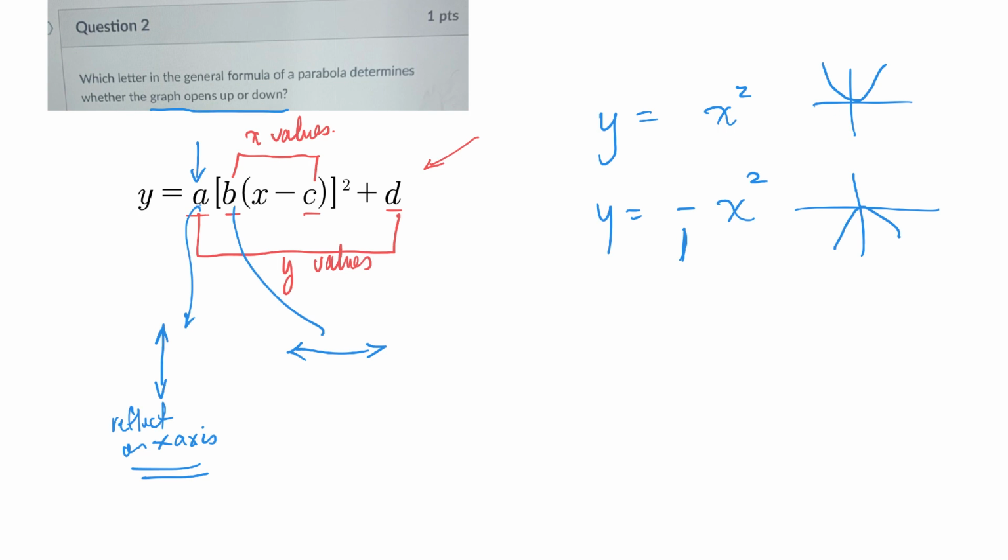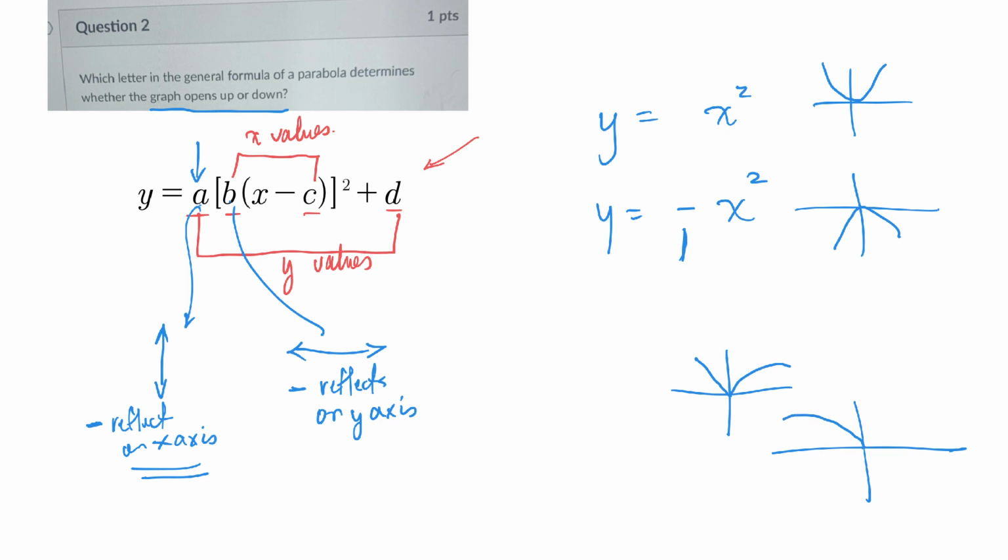Now just to finish off what I was doing, B, if it's negative, it reflects on the y-axis. Okay, so say, for instance, I have a graph that looks like this. It's a funny looking graph. But for it to reflect on the y-axis, it would look like that. Okay, so it just flips over the y-axis.